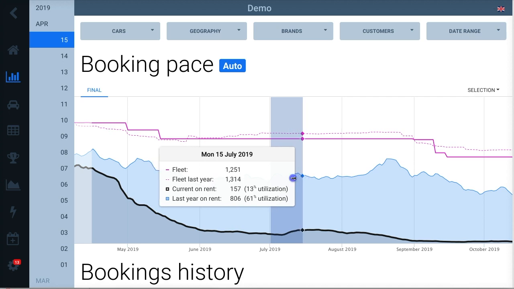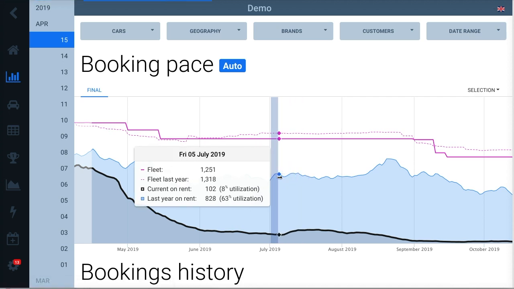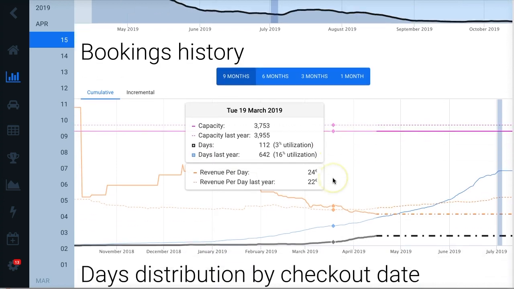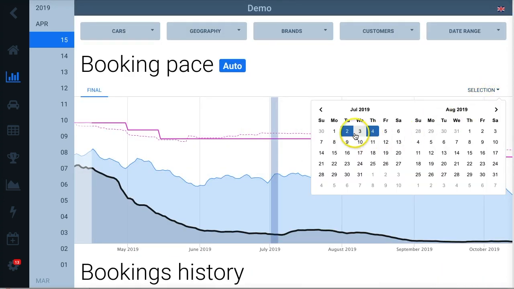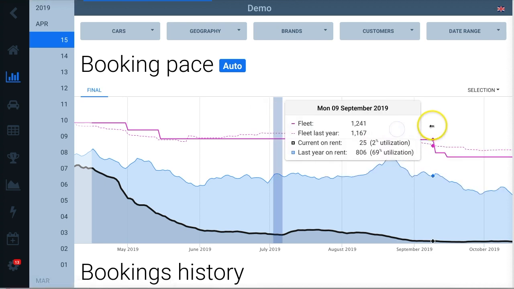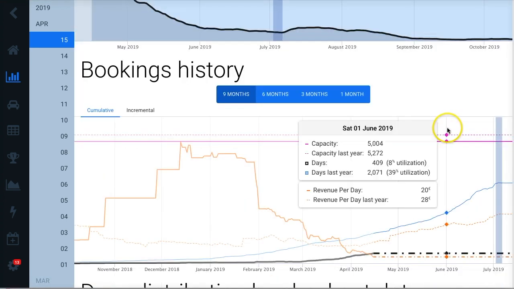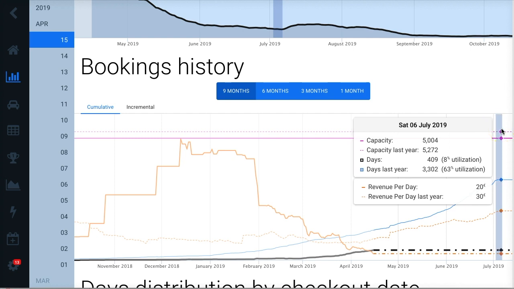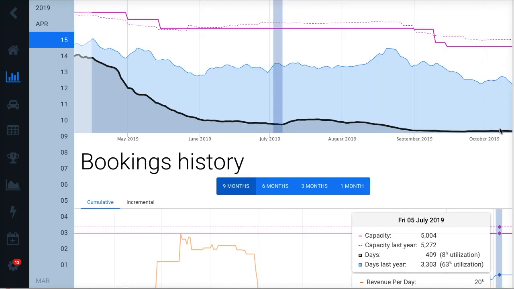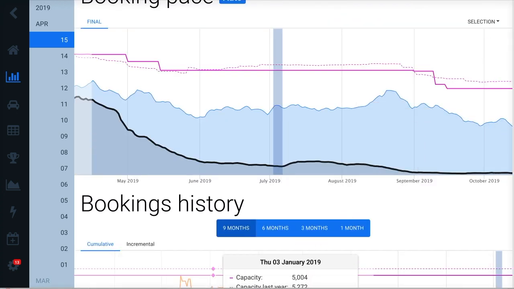I can drag in order to focus on a particular date and see automatically how my demand is drawn. Or I can use the selector if I want to be more precise on a particular day or few days that I'm not able to drag with the mouse. Keep in mind that the fleet is converted or summed up as a capacity.